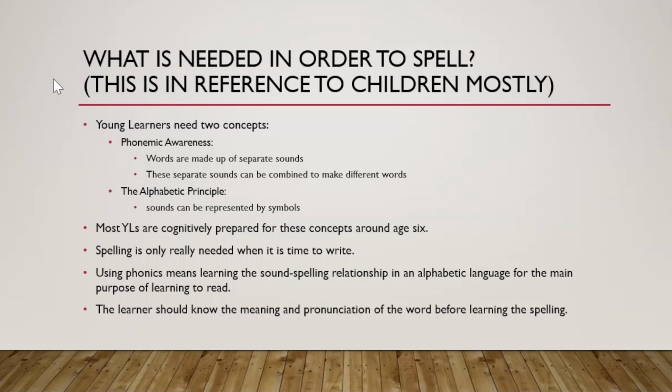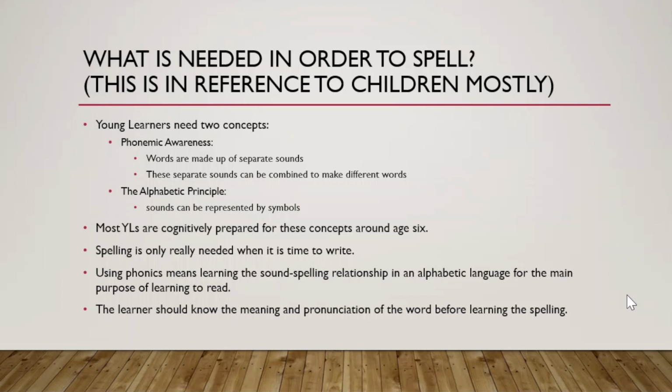So you ask a child, what is this word? What is this? F, i, v, what's that word? If they're able to tell you it's five, then that child has phonemic awareness. And they also need to have the alphabetic principle. So this means that those sounds can be represented using symbols.